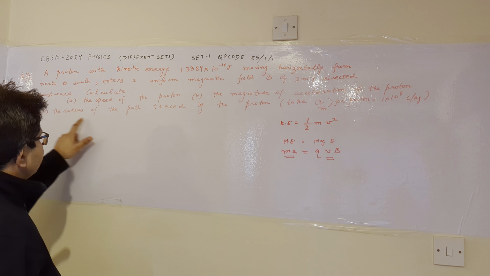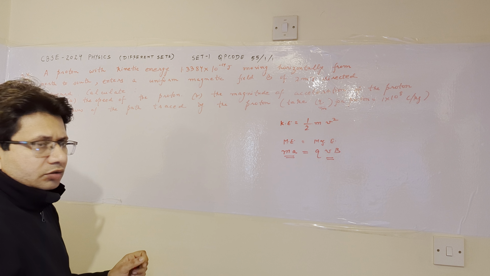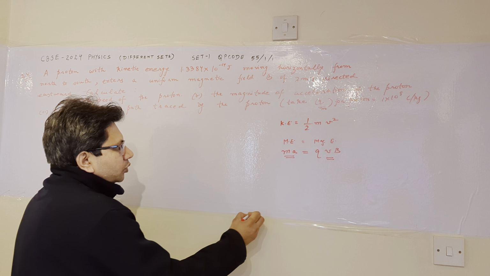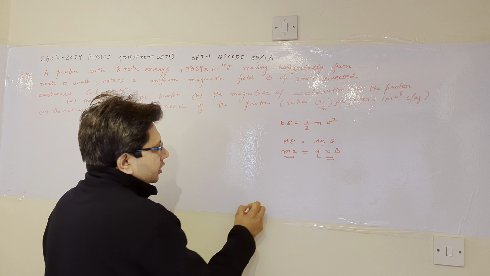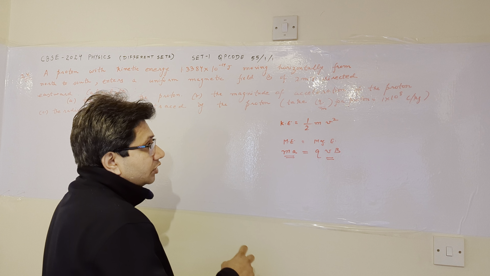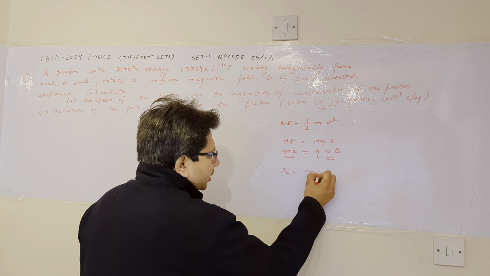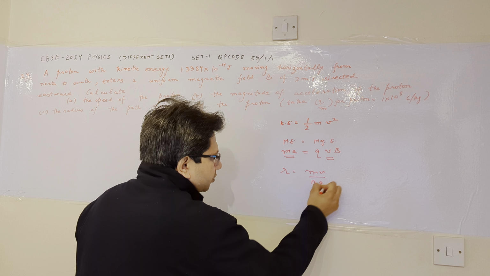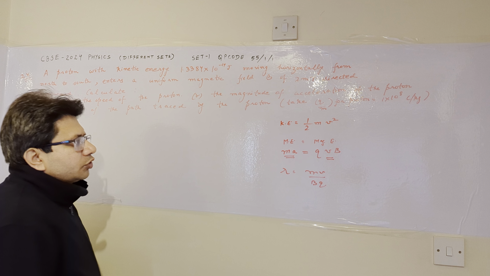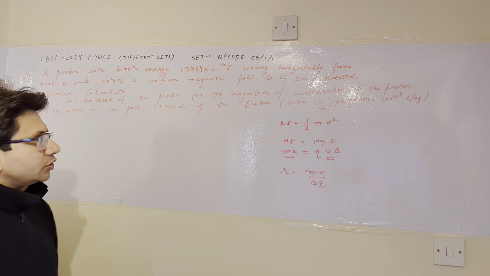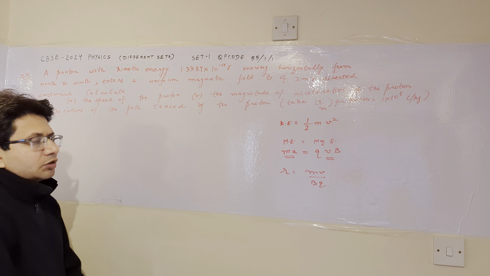The third concept is the radius. It is based on the formula for the particular charge carrier. If it enters into the magnetic field, it traces a circular path, and the radius of the circular path is given by mv upon qB. So this is the formula used for solving the third part of this problem. Now let us solve one by one.